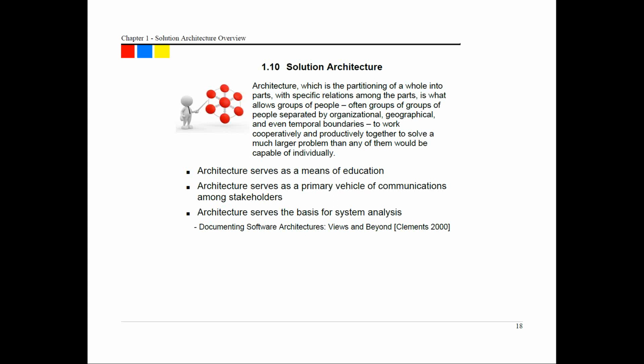Good. Yeah, so architecture is about partitioning the whole into parts. And why do we do that? Well, we do that as a way of understanding a system, as a way of understanding the implications, as a way of talking about things and communicating things.